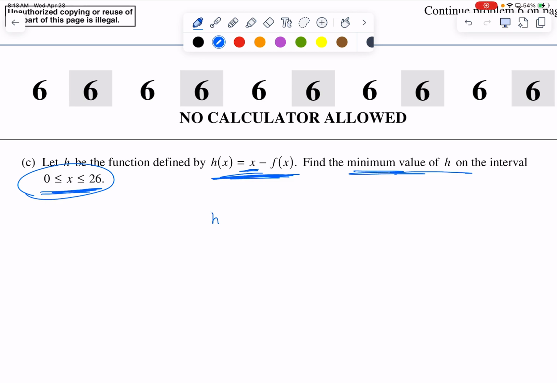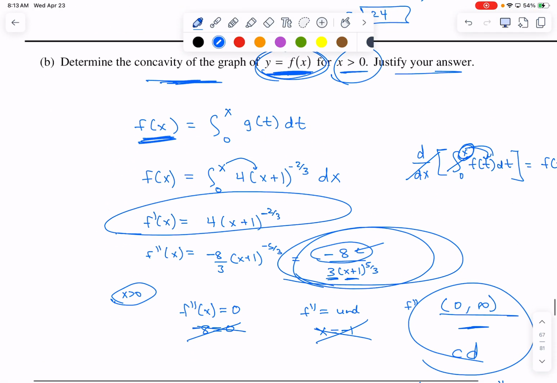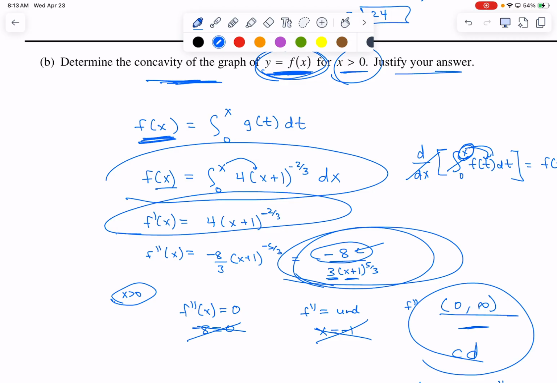Critical values. So we need to find h prime of x. What is the derivative of x? 1 minus f prime of x. Didn't we already find f prime of x in the previous part? Go back to part B. Here was f of x. All you had to do to find the derivative of f of x was plug in x, because it was the derivative of the accumulation function, so the integral got canceled out and you just plugged in x. So you have that derivative already from part B. Sometimes they do that.